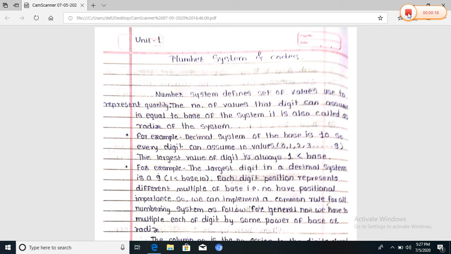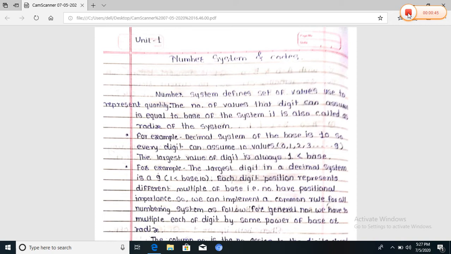Number system is defined as a set of values used to represent quantity, and the number of values that a digit can assume is equal to the base of the system. It is also called the radix of the system. For example, the base of the decimal system is 10, so every digit can assume 10 values from 0 to 9.